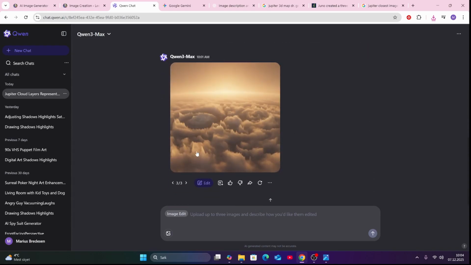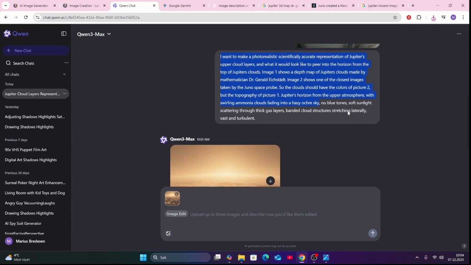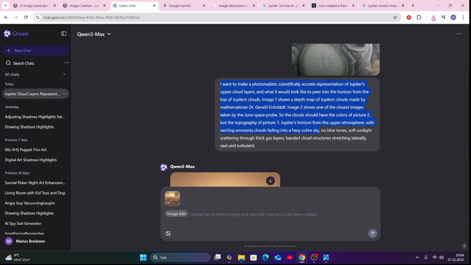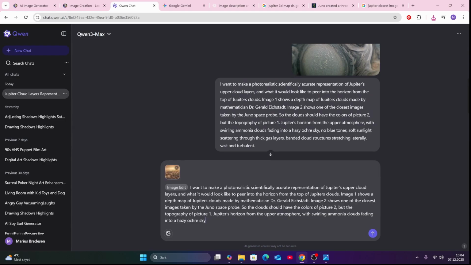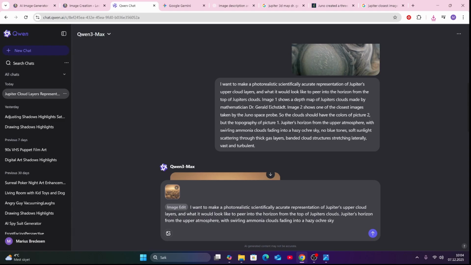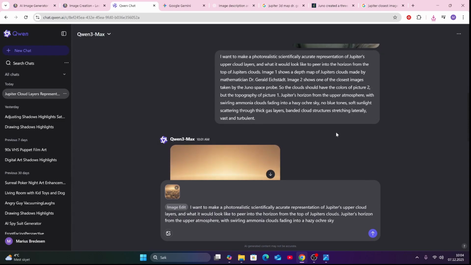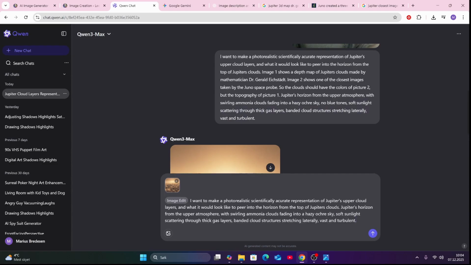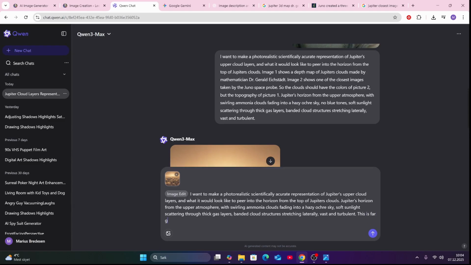So we'll do this. We'll edit that image that it just gave me. Photorealistic depiction. And we'll go straight down here to this. Jupiter's horizon, hazy ochre clouds, soft sunlight, banded, so it doesn't put in those things about the blue ochre and all of that. This is far from the sun, so it should in theory be kinda dark.